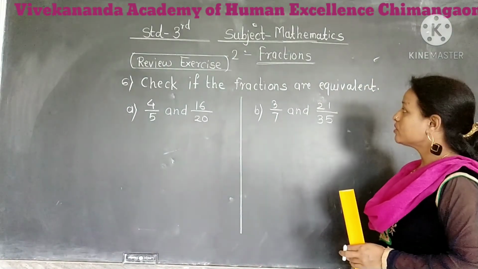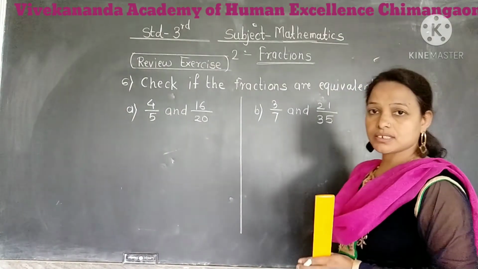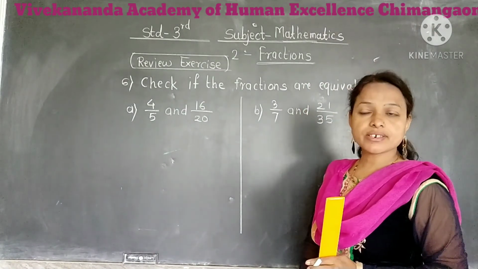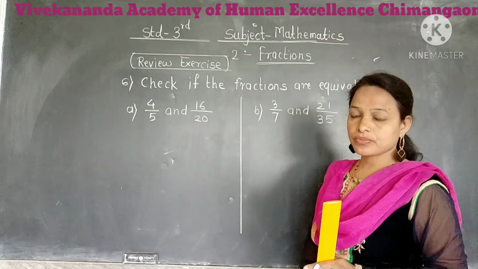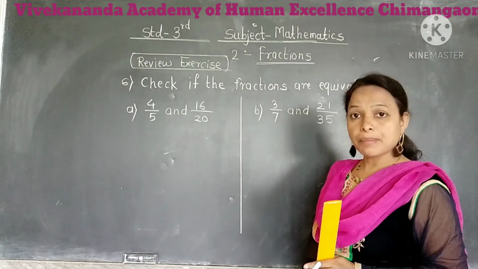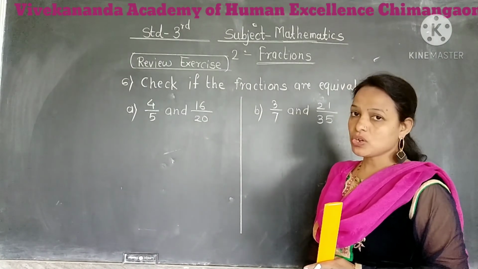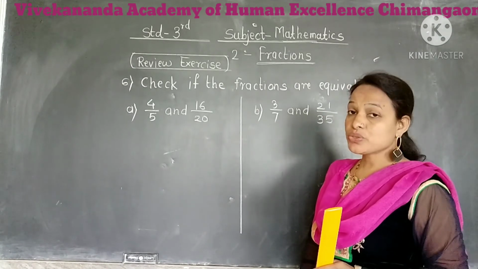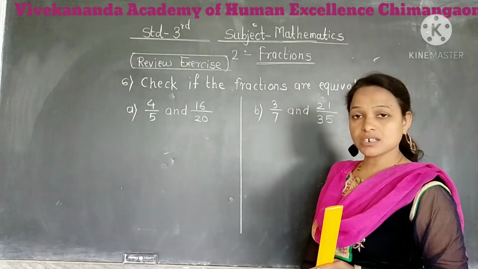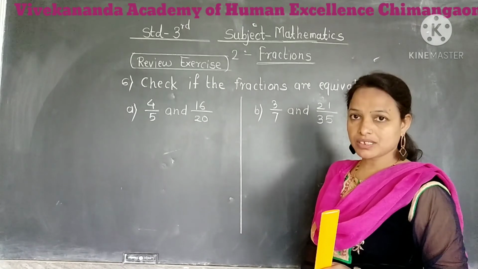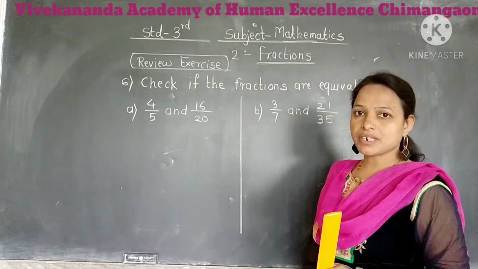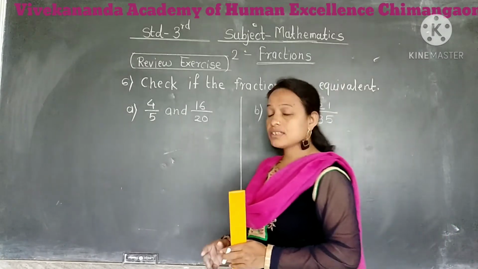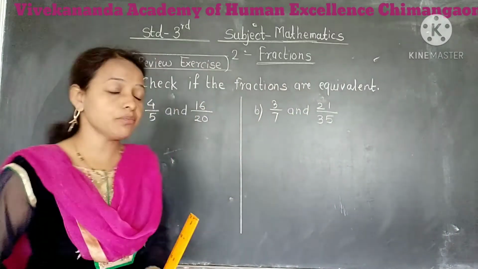Check if the fractions are equivalent. So, how to check it? Whether the given fractions are equivalent or not. We can check by finding its LCM or we can check by cross multiplication method. From these two methods, we will use here the cross multiplication method. So, what is meant by cross multiplication? Let's solve and see what the cross multiplication method is.